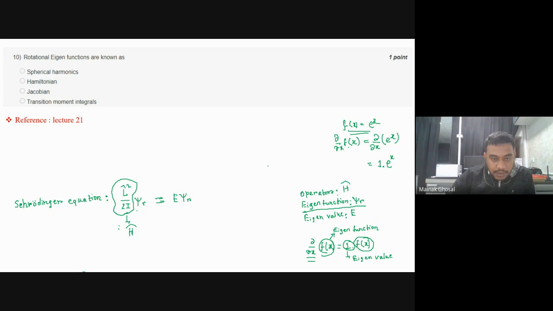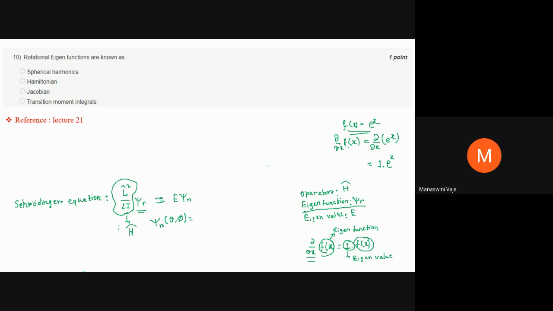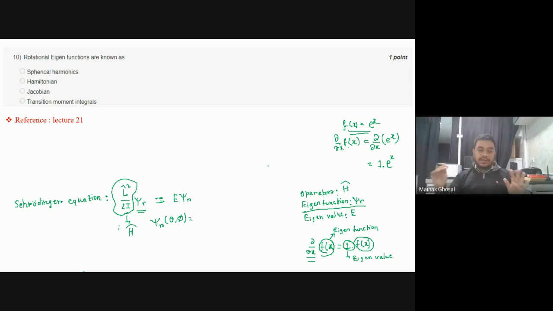So you need to know what psi r is. Psi r is actually a function of theta and phi. In the lectures you will see that when there is a conversion from Cartesian coordinates to polar coordinates, that is, xyz is converted to r theta phi, the psi r will be a function of theta and phi.